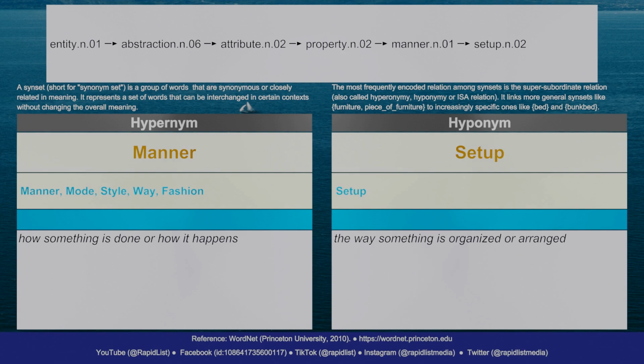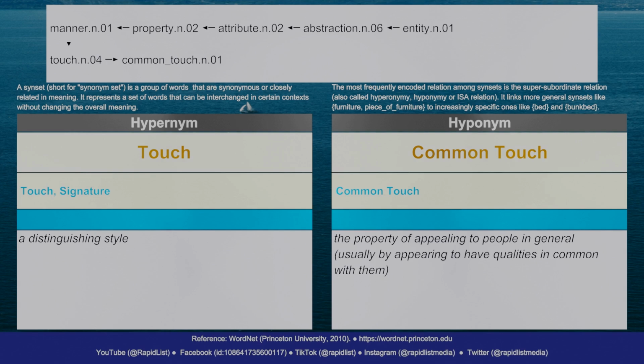Setup. The way something is organized or arranged. It takes time to learn the setup around here. Touch. A distinguishing style. This room needs a woman's touch. Common touch. The property of appealing to people in general, usually by appearing to have qualities in common with them.